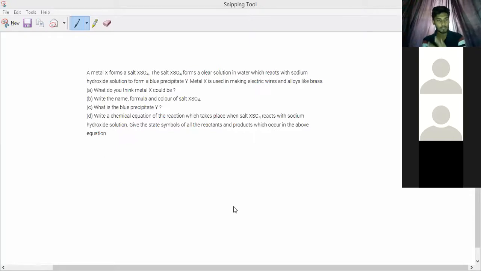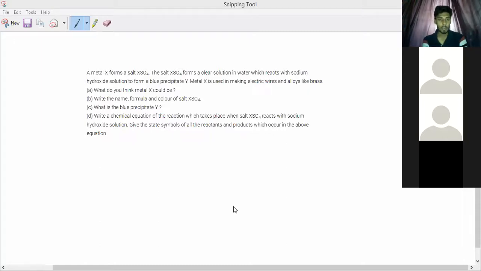Sir, if you take sodium sulfate. Wait. If you take copper first, copper is the XSO4. Copper is reacting with sulfate to form copper sulfate. So the first question's answer: what do you think metal X could be? Copper, Cu. Is it yes or no?